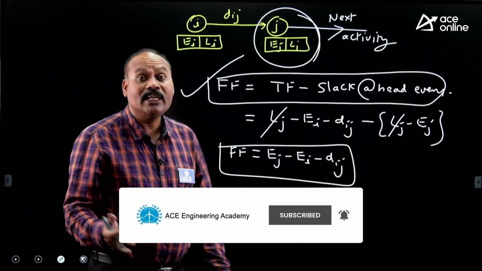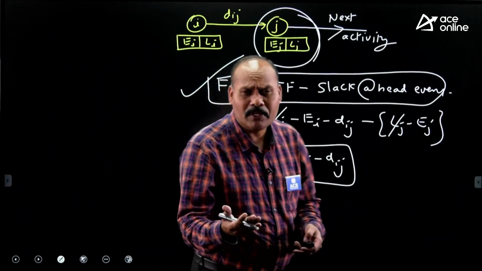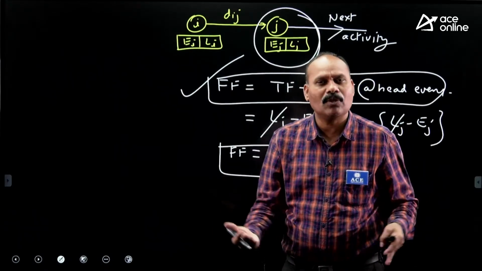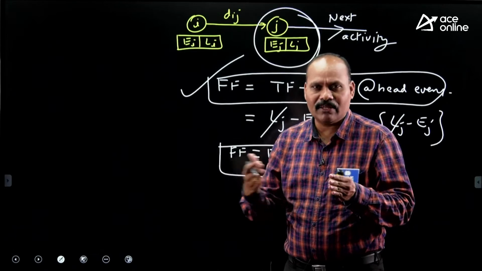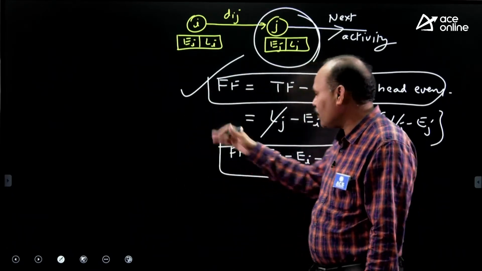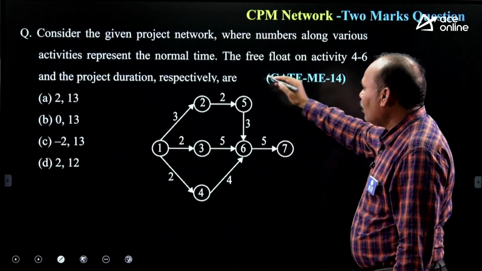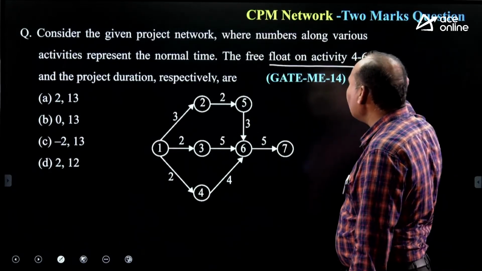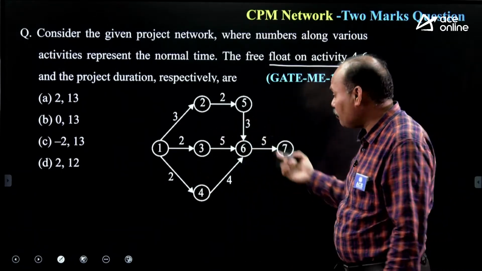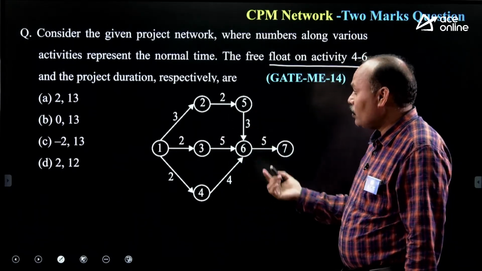Suppose the question is independent float, so what do we do? Independent float means for activity ij, you always have to see the head event and tail event. Tail event and head event slack values you have to subtract. Anyways, just let us have this question. What is to be calculated? Free float of activity 4 to 6 and project duration. Project duration we can directly get from the diagram.